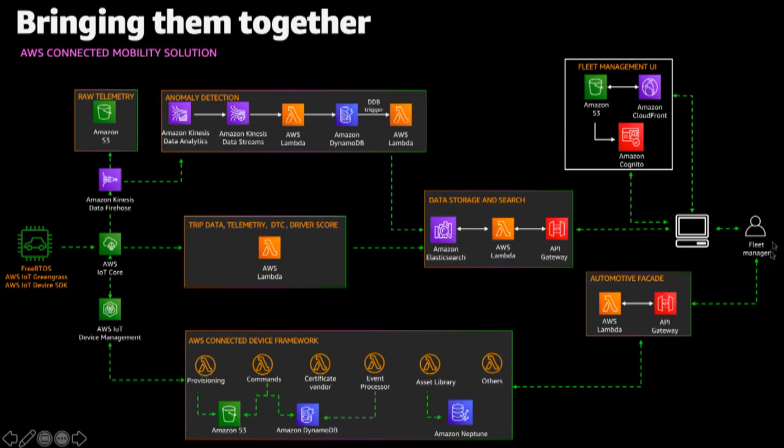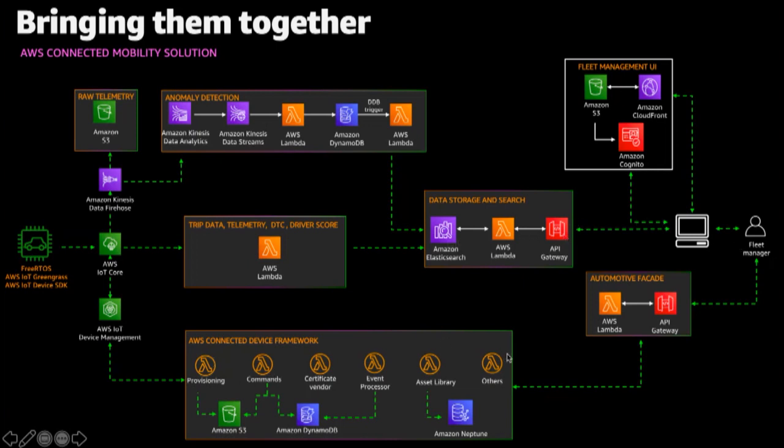So here it all begins. Here is the user, here is where we are sitting, and as soon as we hit the fleet management URL, it will ask us to sign in. The sign-in process is taken care of by Cognito, and once it's done, it will forward the request back to API gateway and fetch all the details.